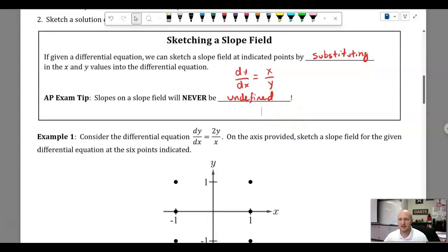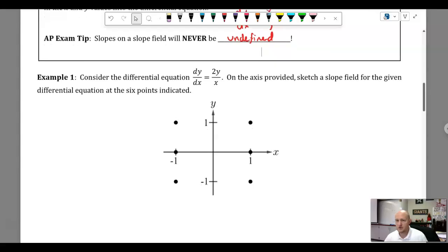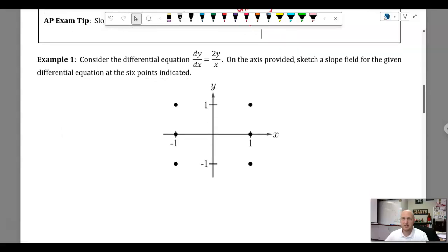So let's go ahead and see how this works. Here's example number 1. They say consider the differential equation dy over dx is equal to 2y over x. First of all, note dy dx is a slope, or a derivative. If you ever have to use that, just know that that's what it is. On the axis provided, sketch a slope field for the given differential equation at the 6 points indicated.